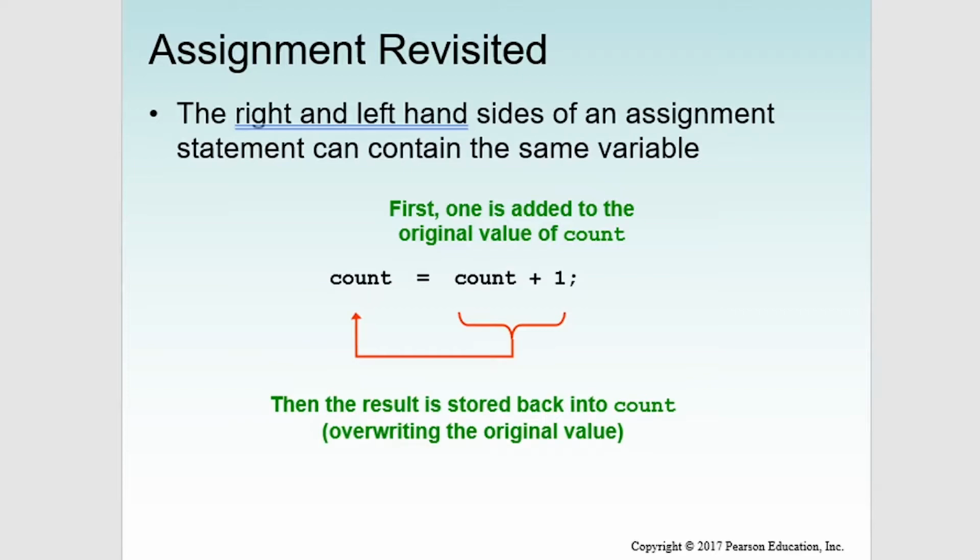The right and left-hand sides of an assignment statement can contain the same variable. So here's something a little interesting in programming. If you have a value inside of count, let's just say the value of count was 5 before we got to this line. That value would be used right here for count. So you're going to have that value plus 1. If it was 5 before this line, then 5 plus 1 would be 6, and that would be stored back into count. So count would be 6 after this line is complete.